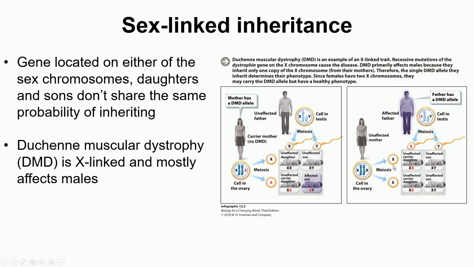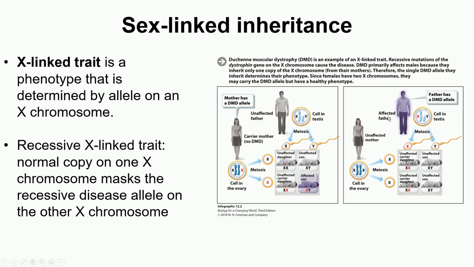This is the unaffected mother, so both the X chromosomes are normal, and this is the affected father. The red means the allele is mutant here. In the male, they have only one X chromosome, and if the allele on that X chromosome gets mutated, the disease is going to show up in the male.